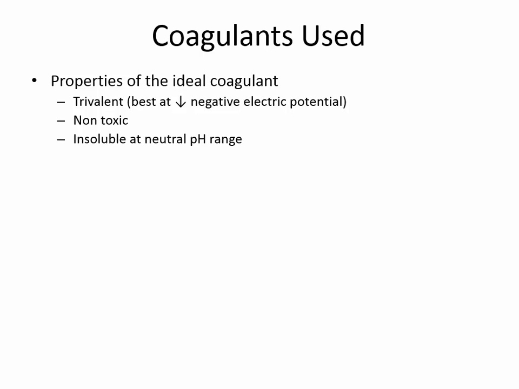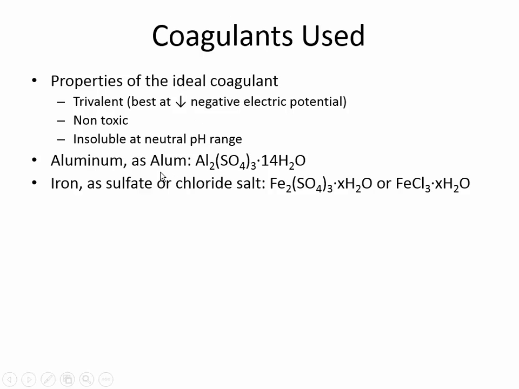And then the other thing is we want it to be insoluble at neutral pH range. That means we're going to add it, but we want to get it back out again. We're using aluminum and iron to get rid of the clay, but we don't want that to stay in the water. So we have to add something that will precipitate eventually and stay out of solution. And both aluminum and iron meet these criteria. So here is the formula for alum. It's aluminum sulfate with water complexed. Iron sulfate or iron chloride is also commonly used.